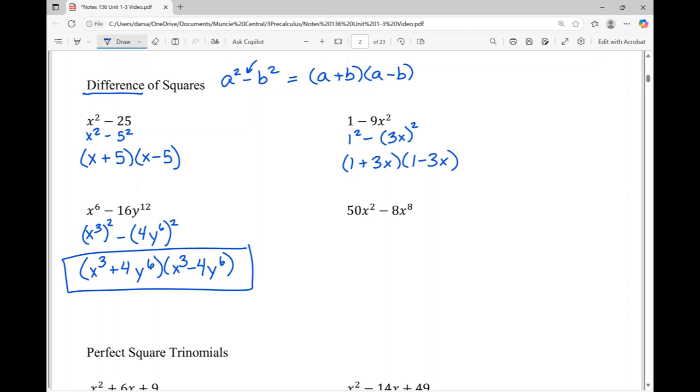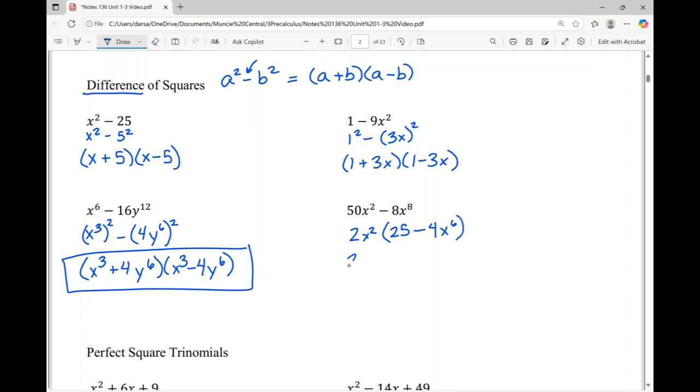Now, as with anything, you always want to look for a greatest common factor that comes out first. If I look at 50 and 8, those are both divisible by 2, so I'll take out a 2, because if I'm looking at 50, I'm going, that's not a perfect square. How is this going to work? Well, they're both divisible by 2, and both of these have an x squared in them. Let's remember factoring out a greatest common factor is dividing. So 50 divided by 2 is 25. X squared divided by x squared is 1, so we're done there. 8 divided by 2 is 4. X to the 8th divided by x squared is x to the 6th.